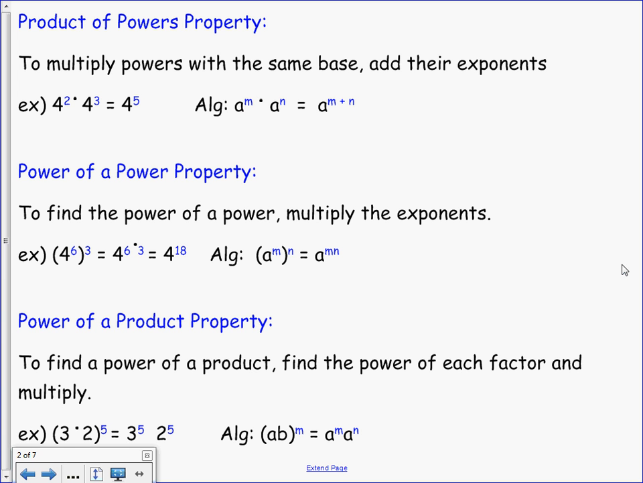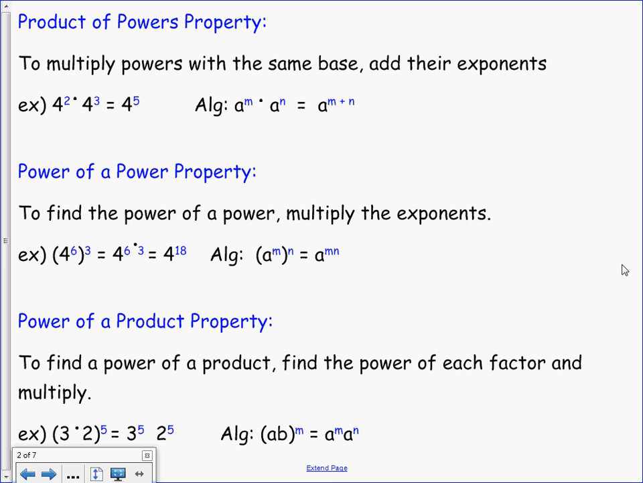So the product of powers property means that if you are multiplying powers that have the same base, they have to have the same base, then all you do is add the exponents. So for example, 4 squared times 4 to the third, they both have a base of 4. We'll just add the exponents 2 and 3 to get 5, and that's how we get 4 to the 5th power. Or in algebraic terms, a to the m times a to the n, the base is a, and to get the new exponent, we just add m plus n.